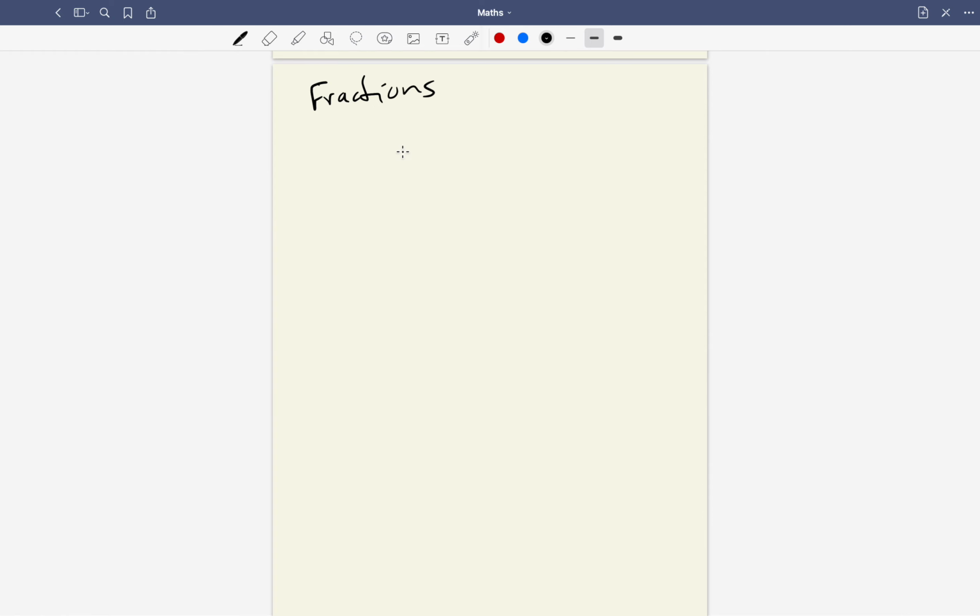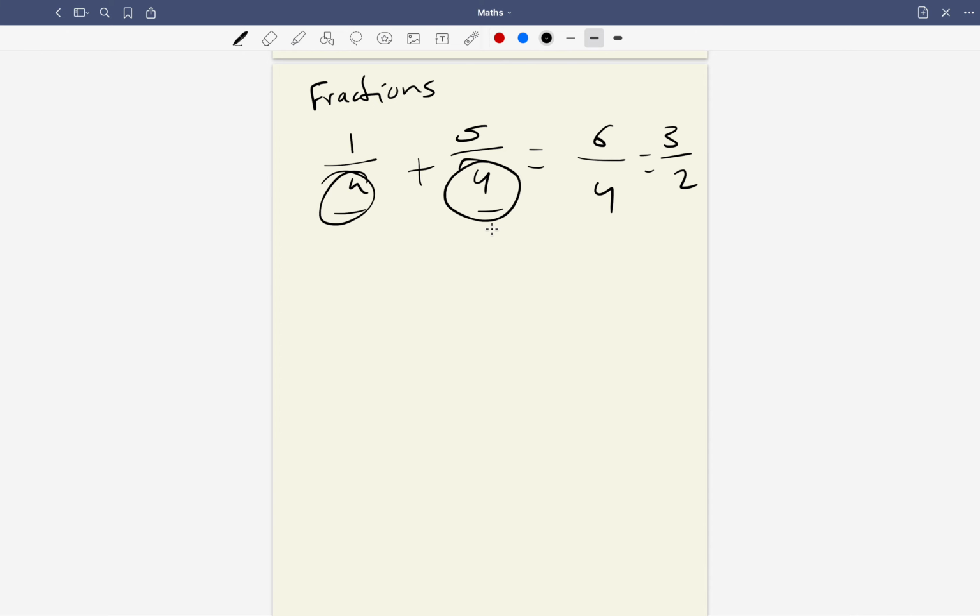So when you're adding fractions, if they've got the common denominator, then you can just add the numerators and leave it at that. So if I've got, for example, 1/4 add 5/4, since they're the same denominator, we call the denominator the number on the bottom. If that's the same, you can just add the numbers on the top, keep the denominator the same. So 1 plus 5 is 6, so we get 6/4 or 3 over 2.